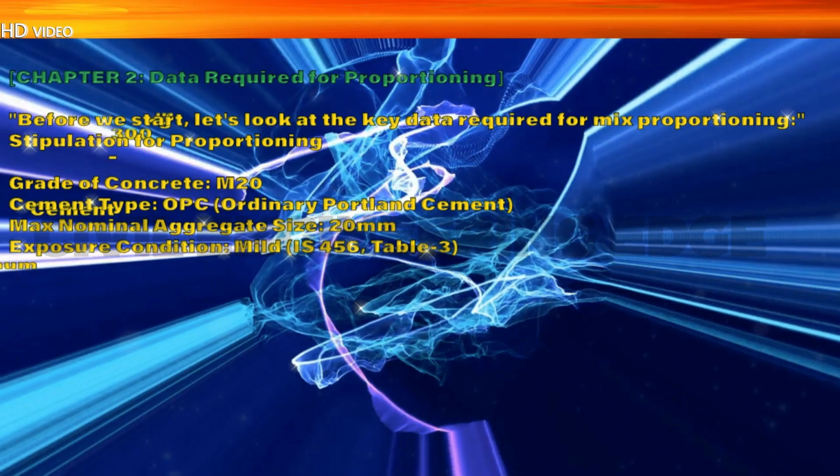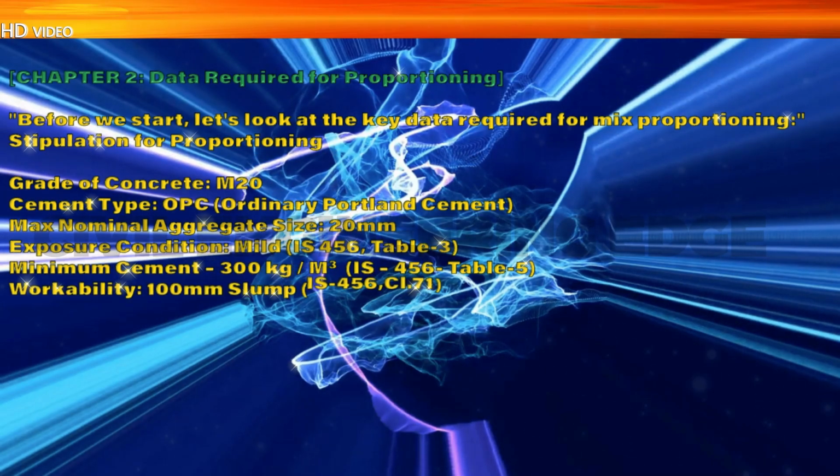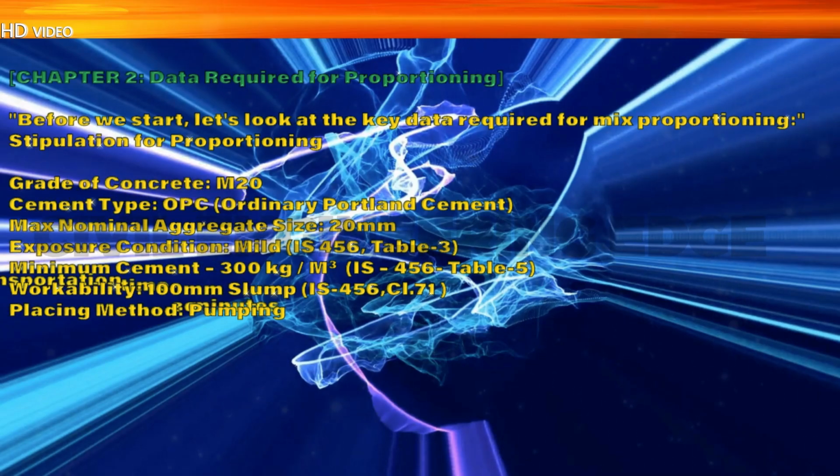Test data of materials. 1. Specific gravity of cement, 3.16. 2. Specific gravity of fine aggregate, 2.46. 3. Specific gravity of coarse aggregate, 2.73. 4. Specific gravity of water, 1.00. 5. Admixture type, superplasticizer.